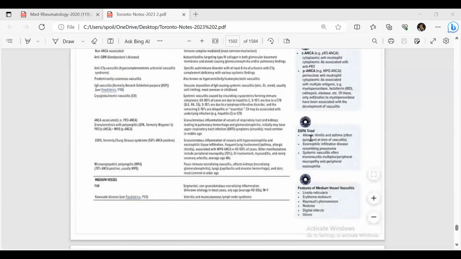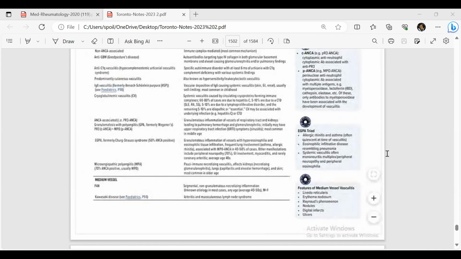EGPA triad. EGPA is formerly known as Churg-Strauss syndrome. In 50% of cases we can see ANCA positivity. Allergic rhinitis and asthma, eosinophilic infiltrate disease. Eosinophilia is possible because there are allergies. Systemic vasculitis, often mononeuritis multiplex, peripheral neuropathy, and peripheral eosinophilia.